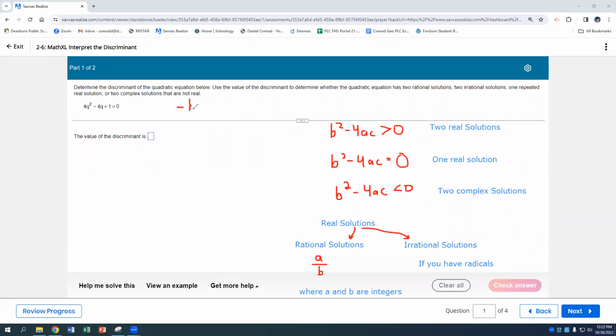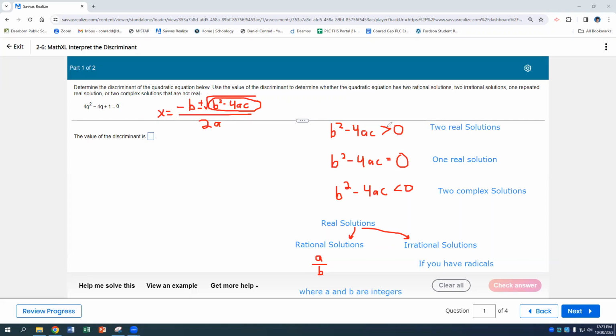So our quadratic formula is x equals the opposite of b plus or minus the square root of b squared minus 4ac, all over 2a. So the discriminant is that b squared minus 4ac, what's under the radical. It can be greater than 0, 0, or less than 0, right? A positive number, 0, or a negative number.